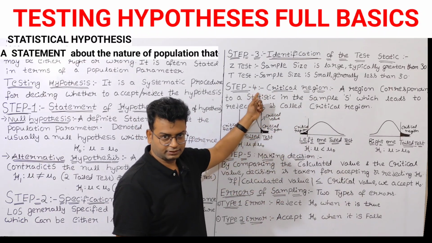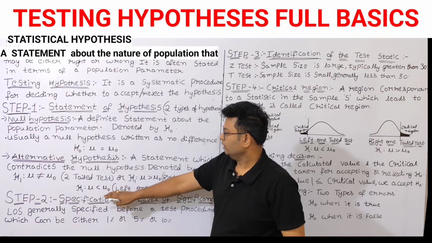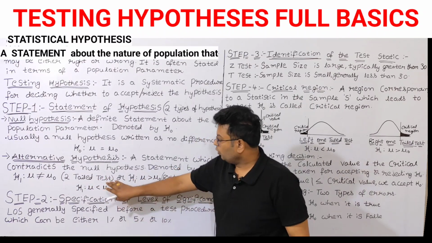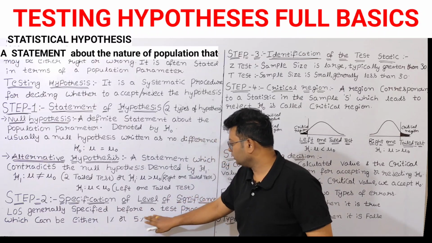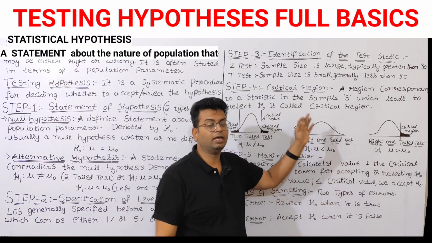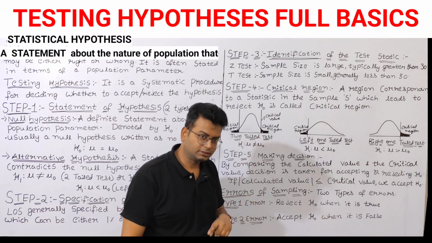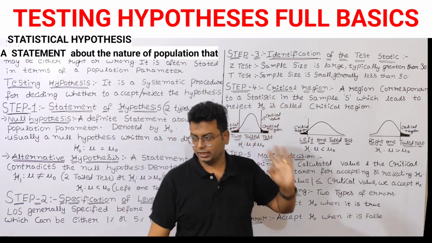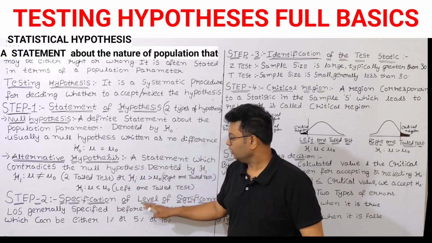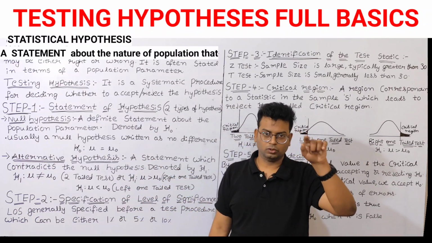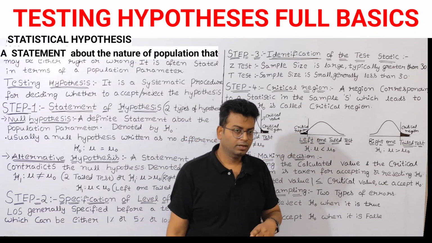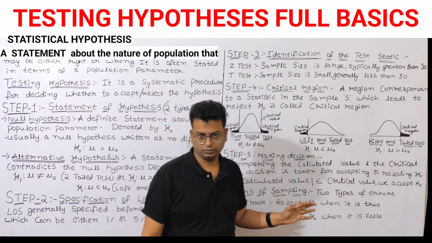So if it is a Z test and here it's two-tailed with 5%, then based on two-tailed and a 5% level of significance, we have to find the critical region from the Z table. If it is a T test, then we find the critical value based on whether it's two-tailed or one-tailed, and on 5% or 1%, from the tabular form. Clear?